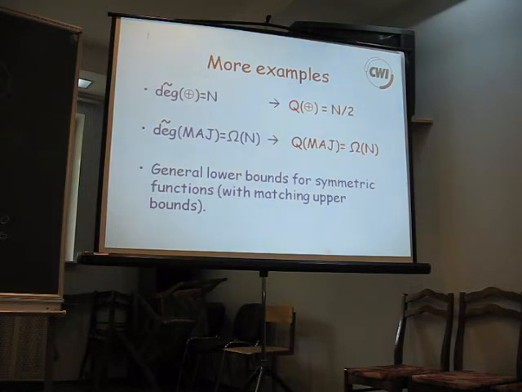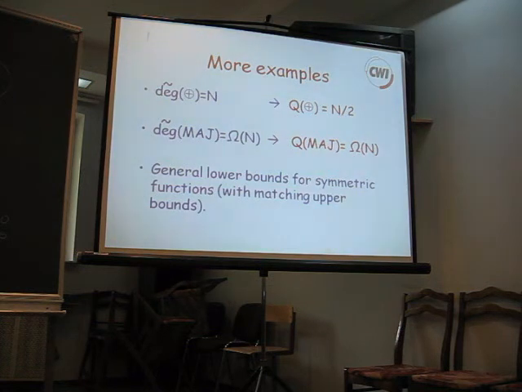More examples. For example, the degree of the parity, that is for sure in the Perceptrons book, is n. That is also easy to show. And it follows that the quantum query complexity of parity has a lower bound of n over 2. And actually, exercise for you guys: if n is even, tell me you can devise an algorithm that computes the parity in exactly n over 2 queries. We saw that Deutsch's algorithm can compute the parity of any 2 bits with one query.